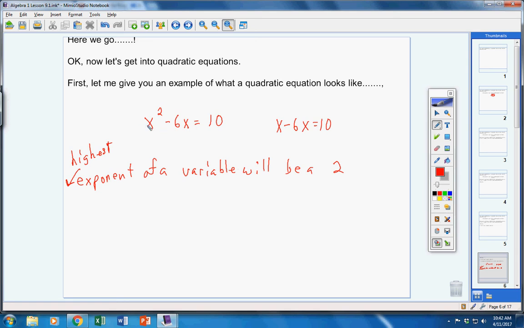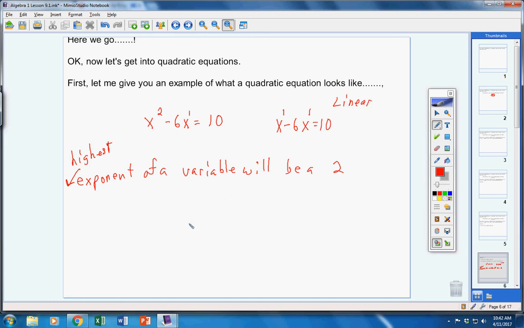So here's a variable. What's my power? 2. Here's my variable. What's my power? 1. What's the highest? 2. This is a quadratic equation. What's the power of my variable here? 1. What's the power of my variable here? 1. What's my highest? 1. That is a linear equation. Do you see the difference?